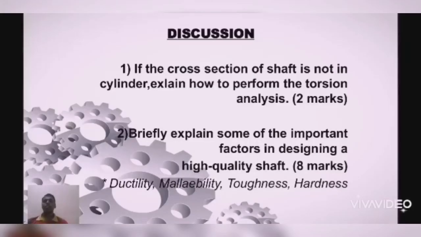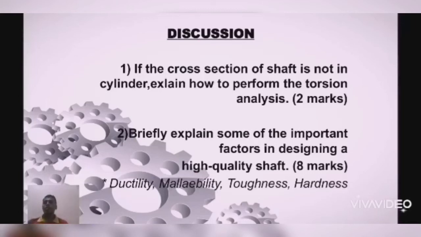Today I would like to explain these questions. First, the question is: if the cross-section of the shaft is not a cylinder, explain how to perform the torsion analysis. If the shaft is not cylindrical, the formulas for shear stress, torque, and the angle of twist will differ. Hence, a shaft which is not circular in shape will have different formulas.